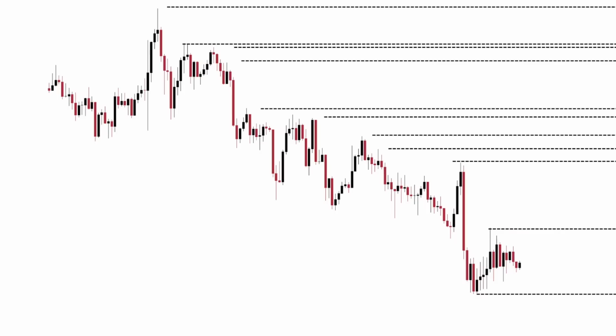So marking liquidity could be very useful when it comes to market direction and entry context, but you have a huge problem if your chart looks anything like this. Not every swing low or swing high is liquidity, and in this lesson, I'm going to show you how to ignore low quality liquidity and only focus on the high quality.